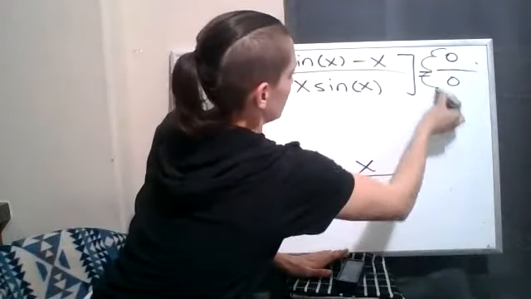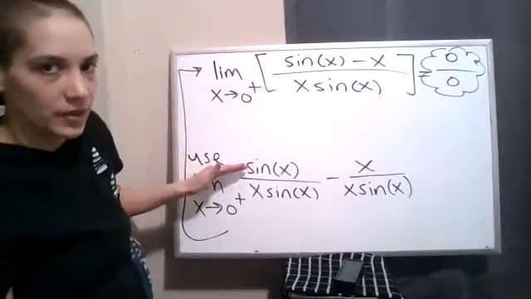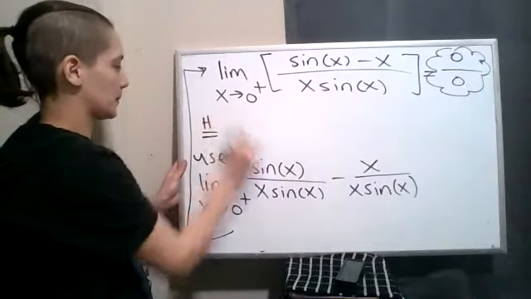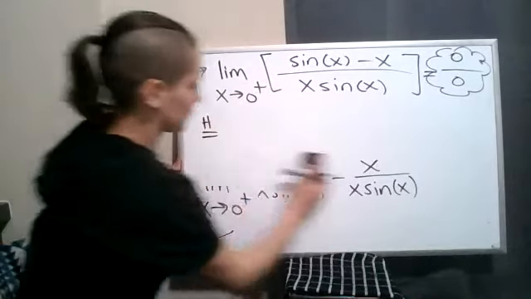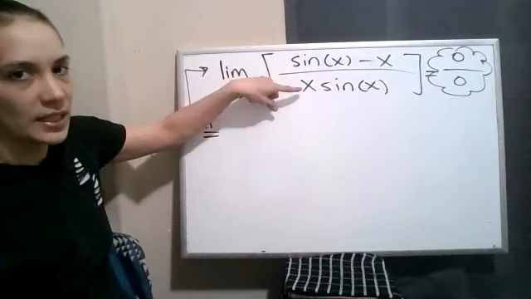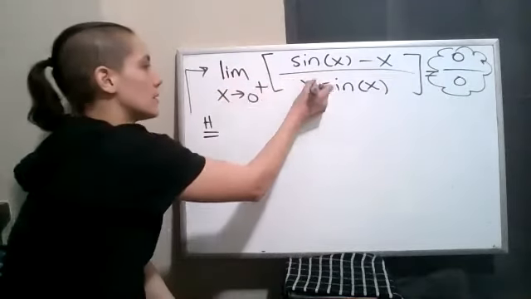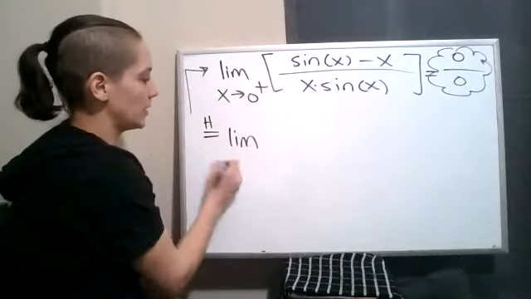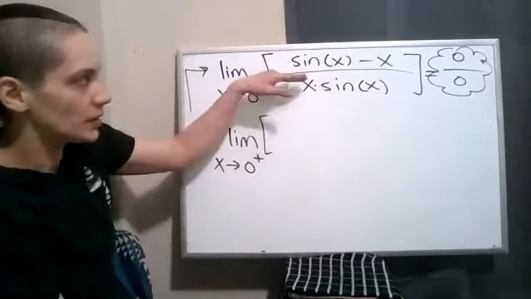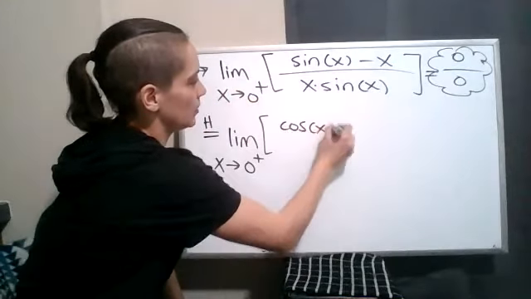So now I can do L'Hopital's rule. That's some scratch work on the side. Come back over here and use L'Hopital's rule. We need the derivative of the top, and then we need the derivative of the bottom, which is going to have a product rule. Don't forget your limit. Okay, derivative of sine is cosine. Subtract the derivative of x, which is 1.